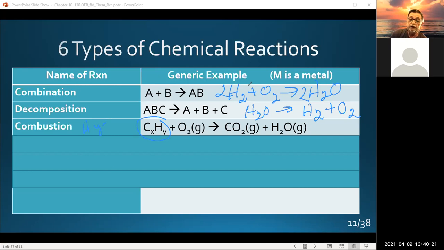Let me change the color. That color doesn't stick out very well. I get lost in the background.